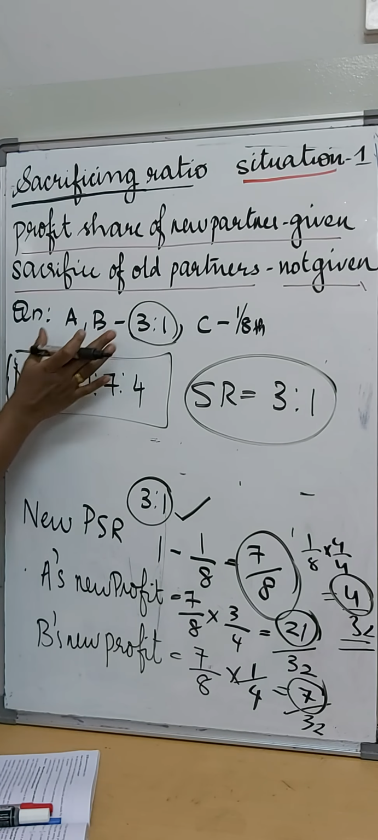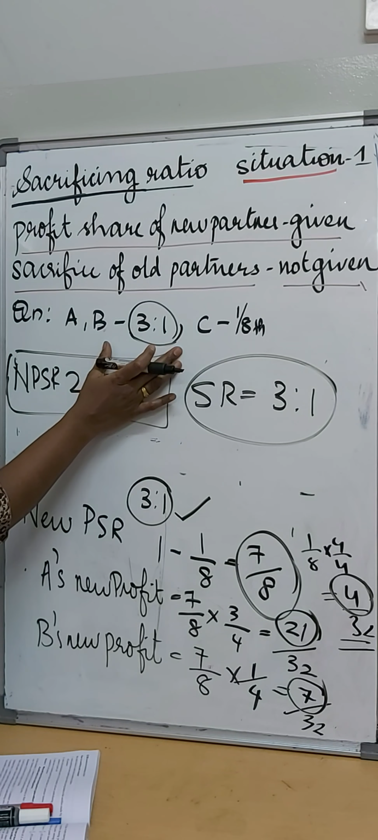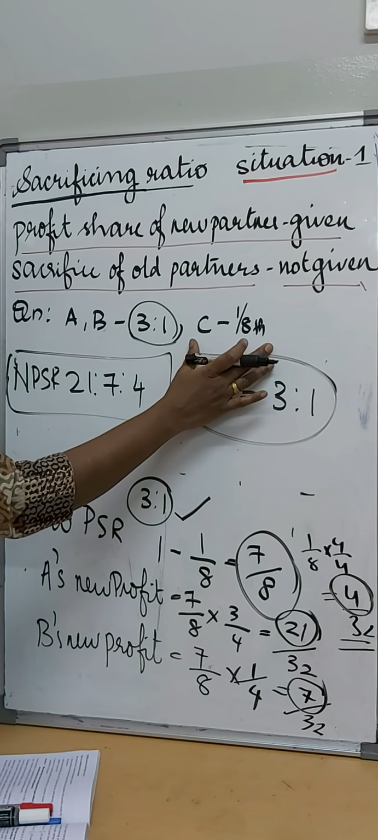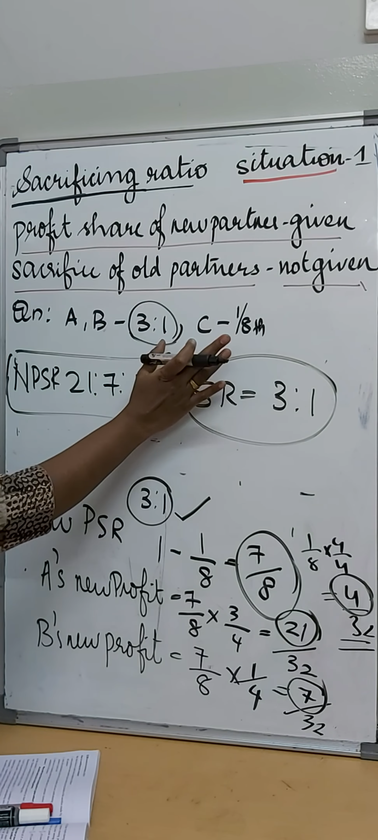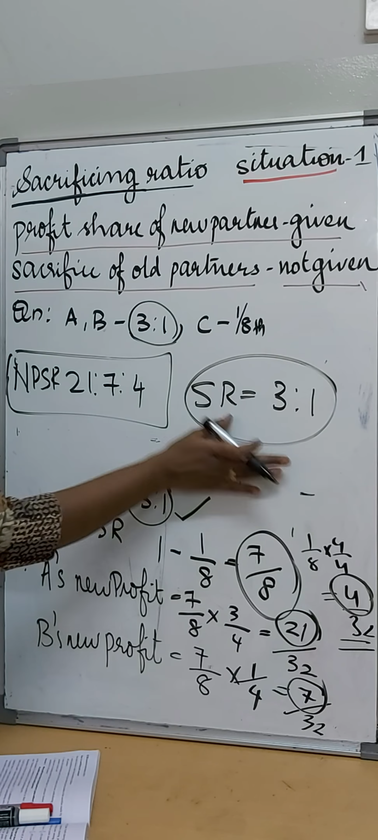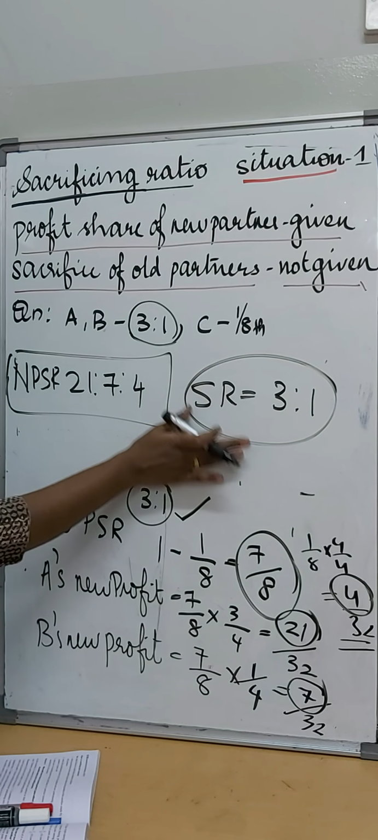Okay, so this is the question. A and B are partners. Their old profit sharing ratio is 3:1. Now C is admitted for 1/8 share of profit. Nothing else is given in the question. Only this much information is there. So if this is the situation, sacrificing ratio will be equal to the old profit sharing ratio. Okay, fine.